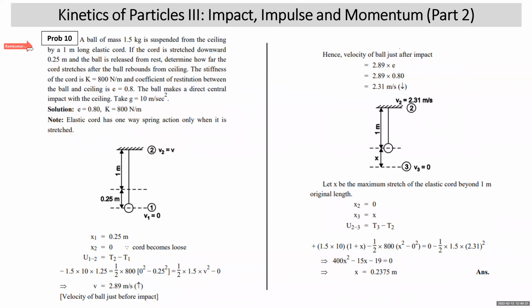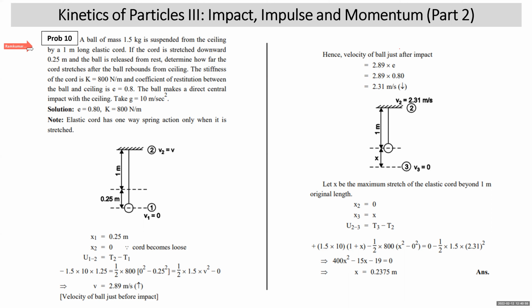Let's read the same. A ball of mass 1.5 kg is suspended from the ceiling by a 1 meter long elastic cord. If the cord is stretched downward 0.25 meter and the ball is released from rest, determine how far the cord stretches after the ball rebounds from the ceiling. The stiffness of the cord is K, that is 800 Newton per meter, and the coefficient of restitution between ball and ceiling is 0.8. The ball makes direct central impact with the ceiling, that means the ball hits the plane at 90 degrees, so that we can take its velocity after impact as e times the velocity before. g is 10 meter per second squared.